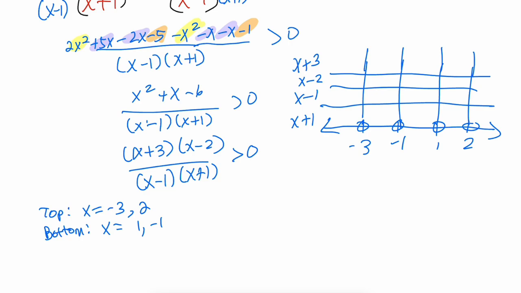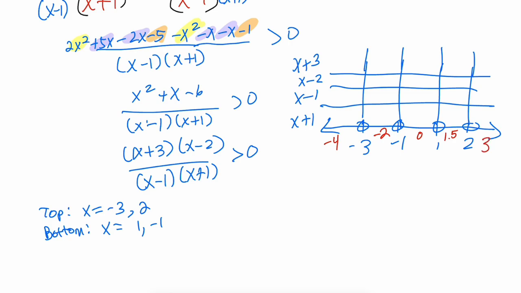To the left of negative 3 is negative 4. In between negative 3 and negative 2, or negative 1, is negative 2. Between negative 1 and 1 is 0. Between 1 and 2 is, let's say, 1.5. After 2, let's say 3.